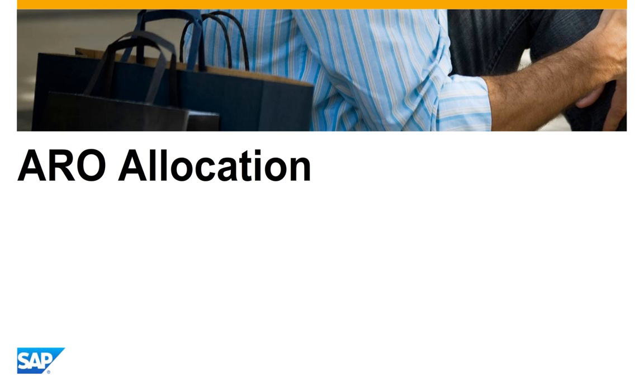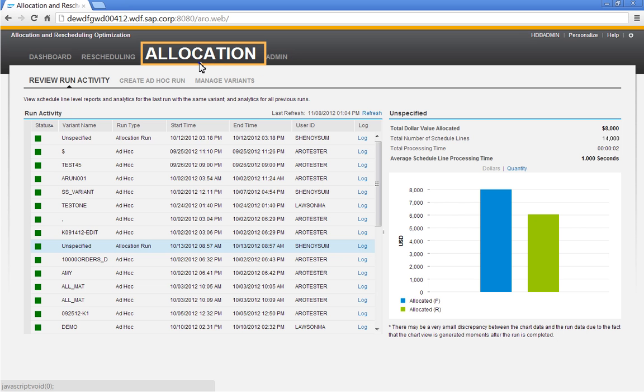Let's move on to exploring acceleration improvements in allocation. Allocation in HANA runs significantly faster, as well. Runs that used to take hours can now be completed in minutes, and at more frequent intervals. This acceleration is significant, because it enables customers to run allocation more than once a day. Similar to rescheduling, the Run Activities screen displays scheduled runs, and ad hoc runs, run data, analytics, and reports.